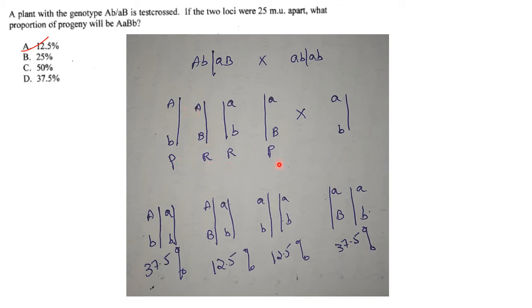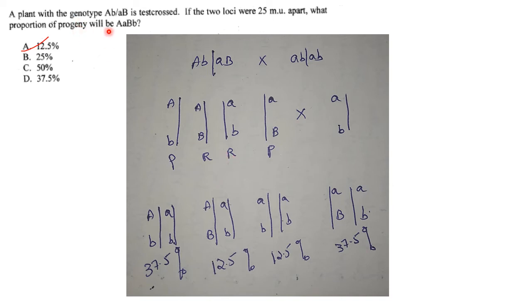Now these are the parentals. So the parentals will be 75%, both combined together. This and this together will be 100 minus 25, that is 75%, and each will be 37.5% and 37.5%. Similarly here, both of these combined is 25% and each will be 12.5%, 12.5%.